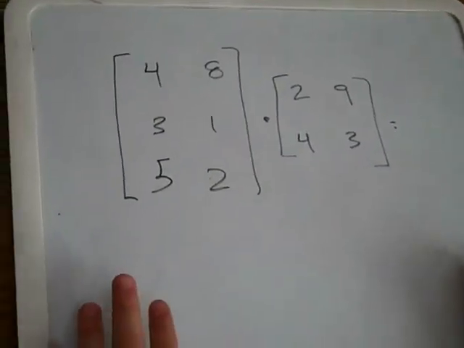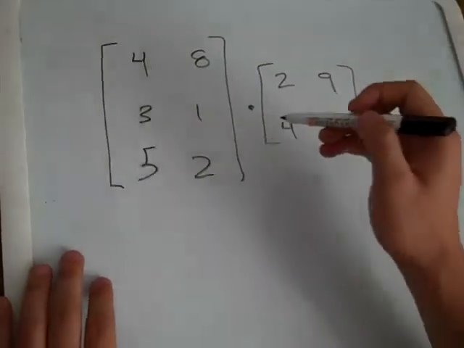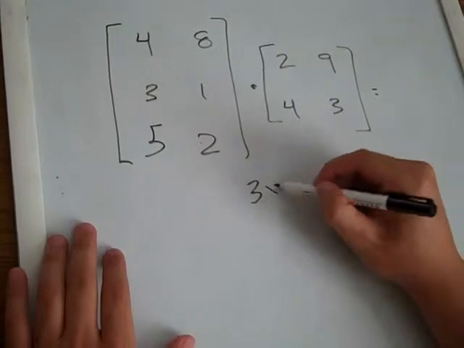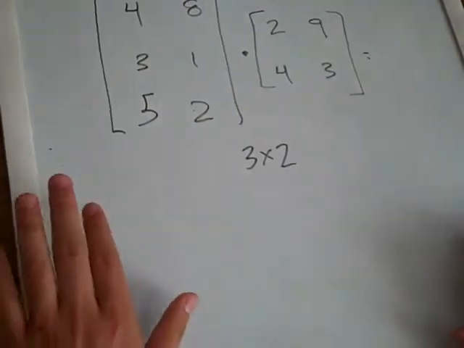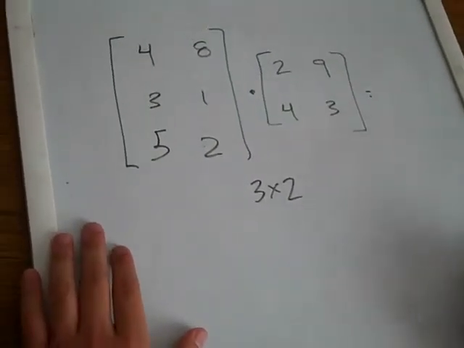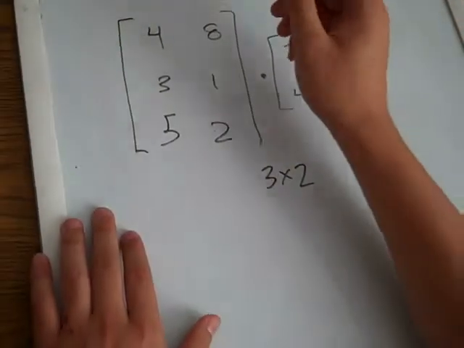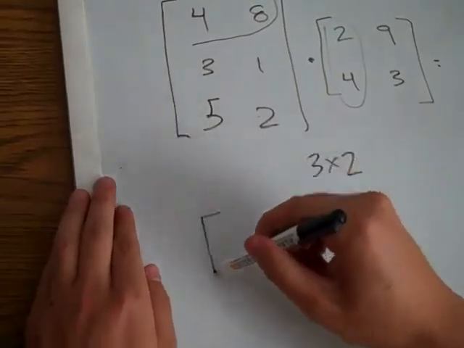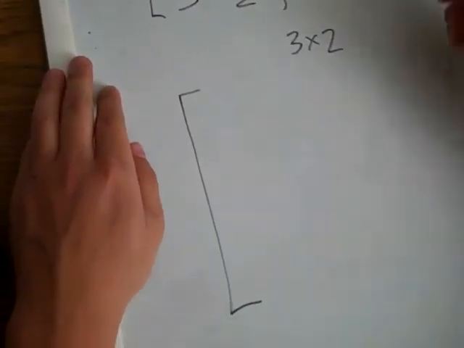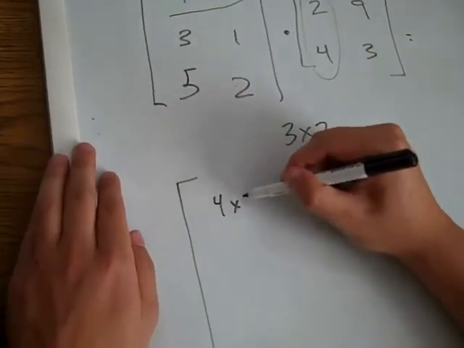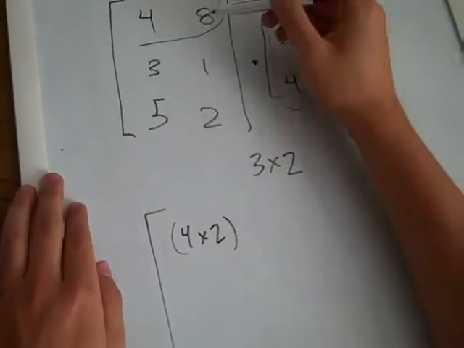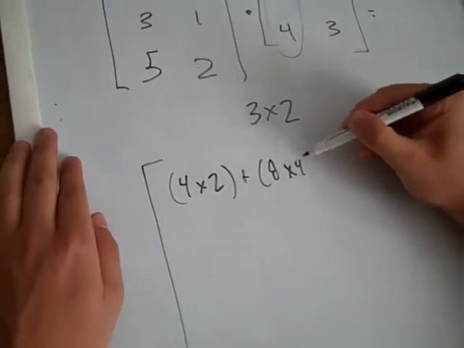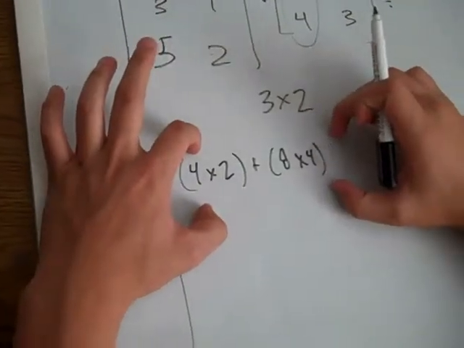Okay, so I'm going to show you how to multiply and divide matrices. So as we said before, we have a 3 by 2 and a 2 by 2. So our answer is going to be a 3 by 2 matrix. We multiply row by column to get the answer. First, we multiply 4 times 2, and then we're going to multiply 8 times 4. And we add them together, and this is your first spot of the matrix.